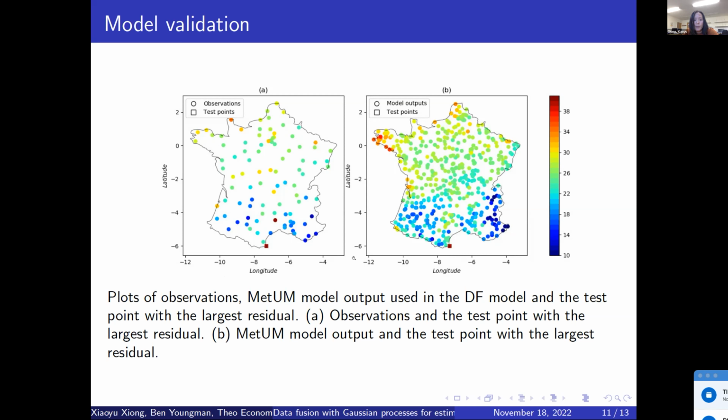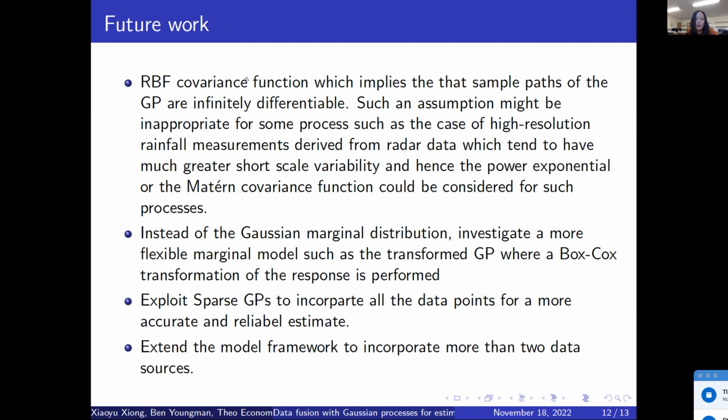First, we have only used an isotropic radial basis function covariance for the Gaussian process model. This implies that the sample paths of the GPs are infinitely differentiable, and this might not be a proper assumption for some processes, such as high-resolution rainfall measurements derived from radar data, which tend to have much greater short-scale variability. And so we could explore power exponential or Matern covariance for such processes.